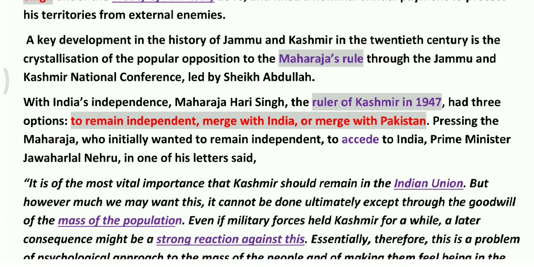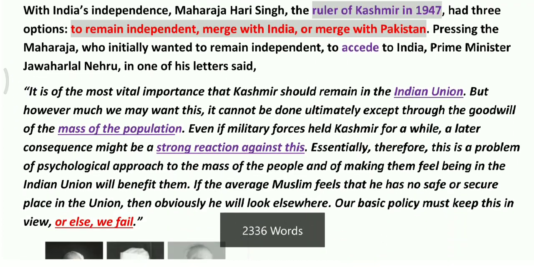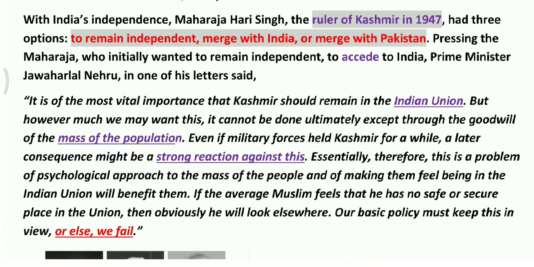to accede to India, Prime Minister Jawaharlal Nehru in one of his letters said, "It's of the most vital importance that Kashmir should remain in the Indian Union. But, however much we may want this, it cannot be done ultimately except through the goodwill of the mass of population. Even if military forces held Kashmir for a while, a later consequence might be a strong reaction against this."